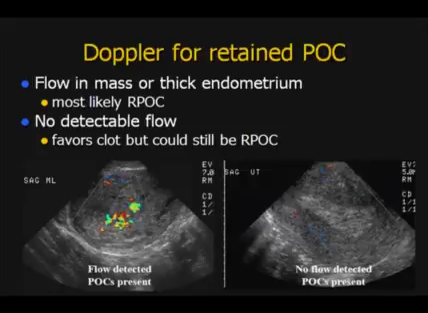If you see flow in a mass or in a thick endometrium, it is more likely to be retained products of conception. Here's a patient with focal mass, color Doppler imaging shows flow, and this did have retained products. However, here's another patient, thickened heterogeneous endometrium, no flow detected, yet there was still retained products of conception at pathology. So presence of flow certainly favors retained products, but no detectable flow, while favoring clot, does not exclude the presence of retained products of conception.